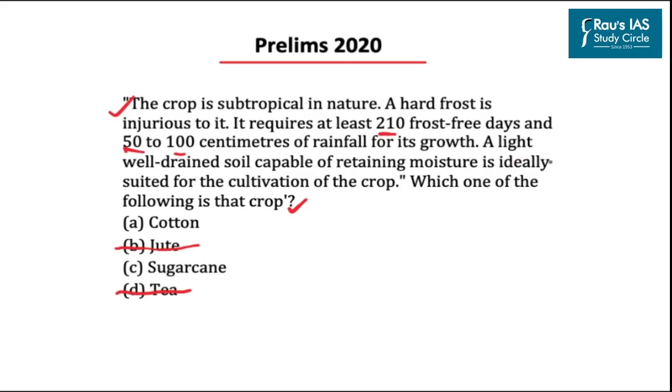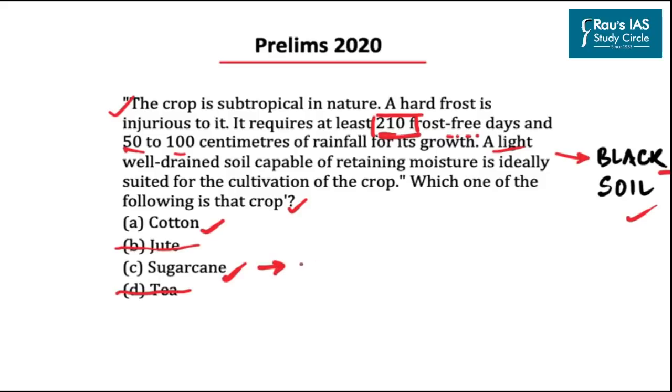Then the next statement is regarding the ideally suited soil. And if you have read the NCERT chapter on soil, this particular sentence seems to be a description of black soil, which is a well drained soil capable of retaining moisture. And we know that black soil has both cotton as well as sugarcane. Now, the important part is 210 frost-free days. If you remember, the ideal time for the growth of sugarcane is from 12 months to 18 months, which means that around 360 days or more.